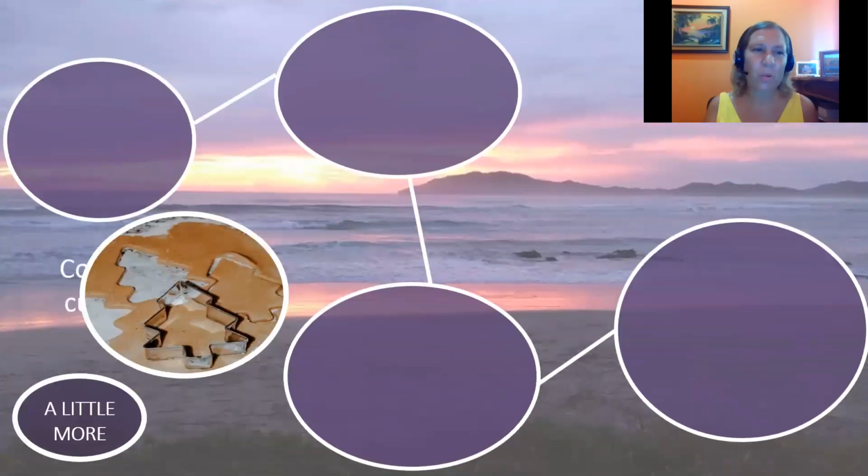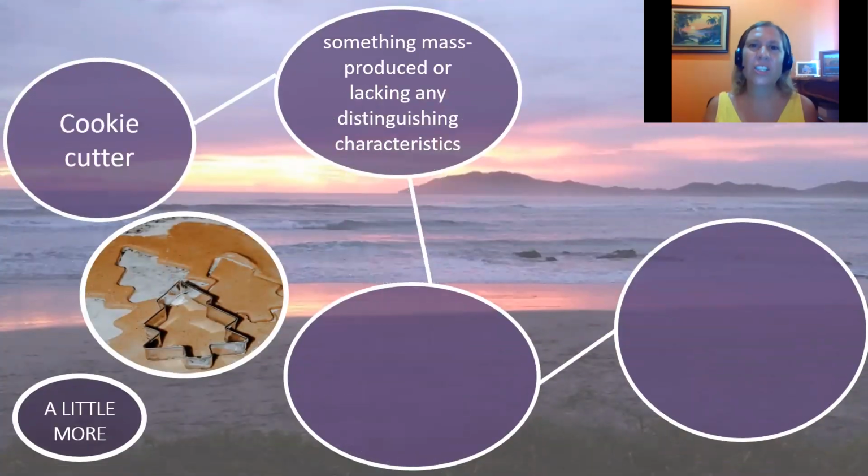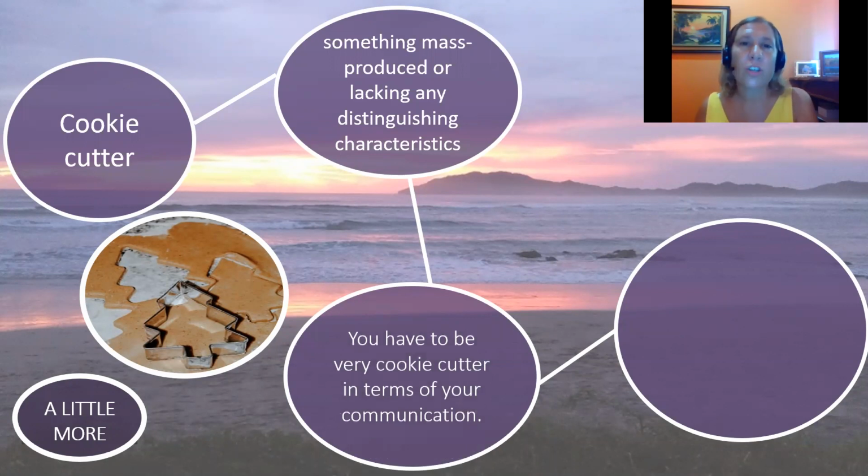Okay, guys, for a little more, we're talking about cookie cutter. So something that's cookie cutter is like mass produced. It looks the same. There are no distinguishing characteristics, right? So there's nothing special about it. So this is a cookie cutter. You use it and you make the same shape over and over. It's all the same. So she says, you have to be very cookie cutter in terms of your communication.